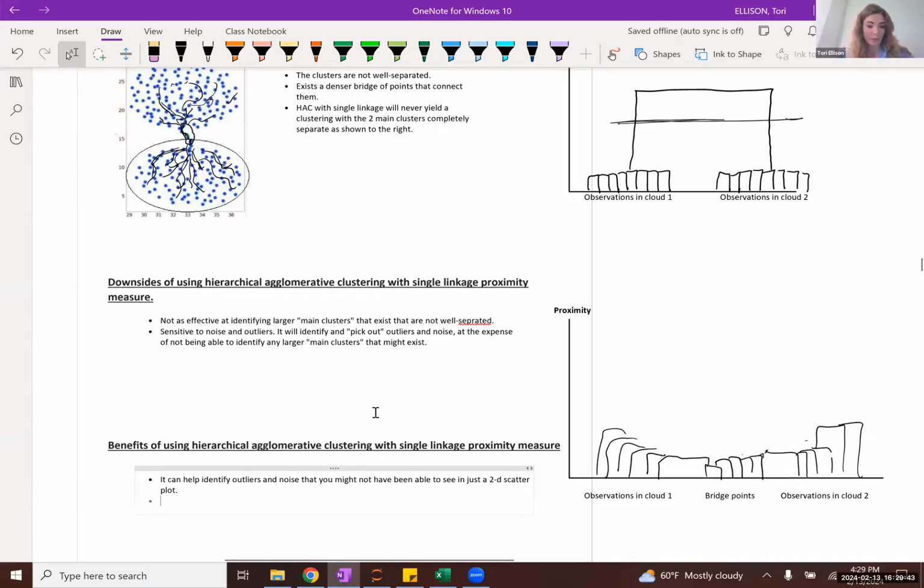And then an additional benefit, like we saw, is that this is our first algorithm that we've seen that is in fact able to identify those spiral clusters. So in general, it has more of an ability to identify clusters that are non-convex.